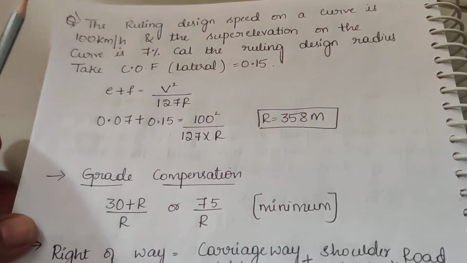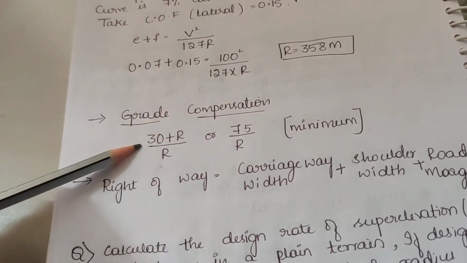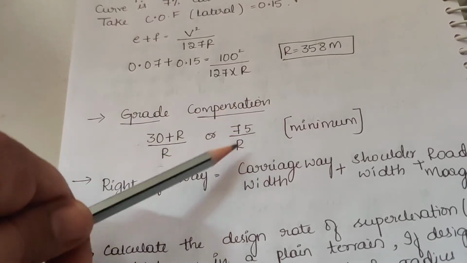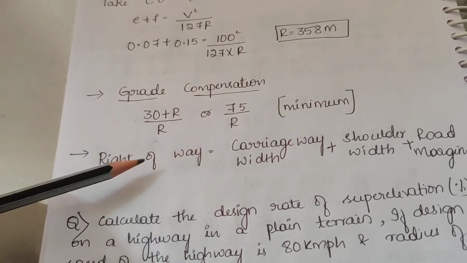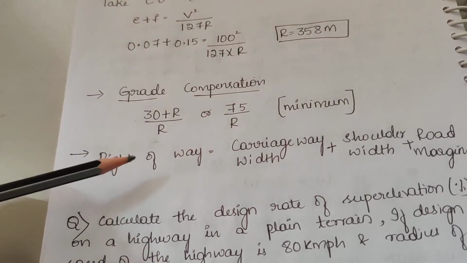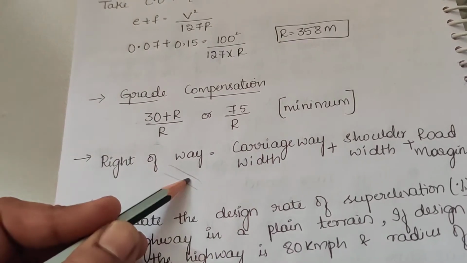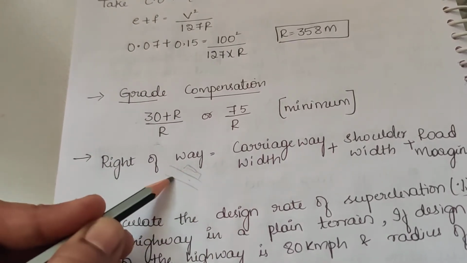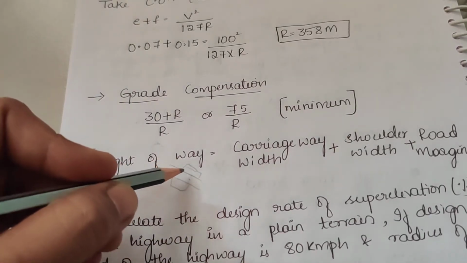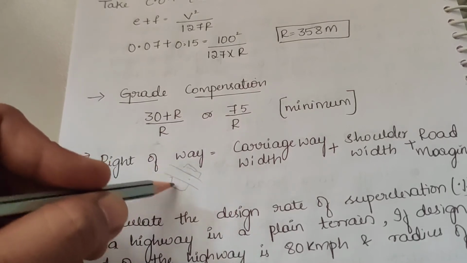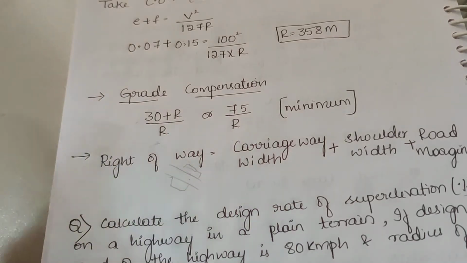Suppose they ask you to calculate the grade compensation: calculate (30 plus R) divided by R, where R is the radius, or 75 by R, whichever is the minimum, that is known as the grade compensation. And in one of the questions they have asked what is the right of way. Right of way is nothing but this carriageway width where the vehicles are carried, and the shoulder width, which is given in case the vehicle is punctured or has any other mechanical damage, and the road margins. That is known as the right of way.